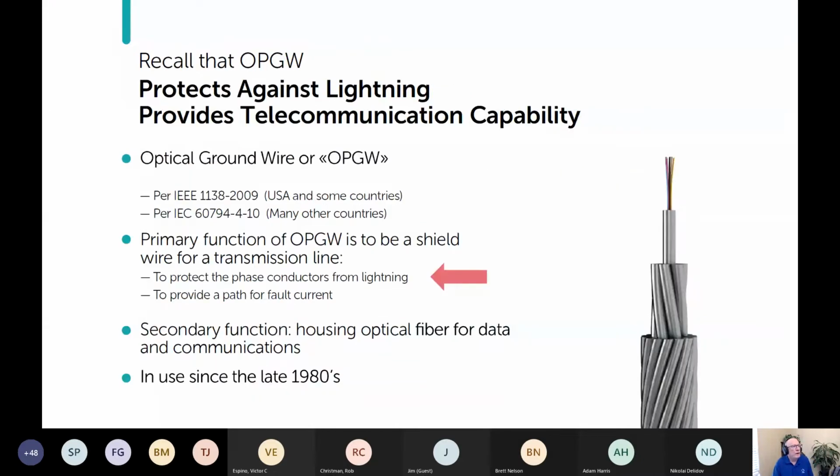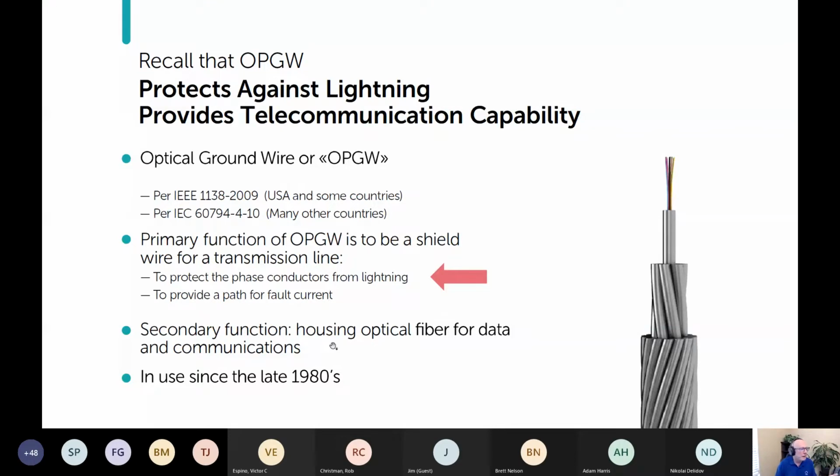Okay, again, more in the kind of reorienting everybody. OPGW, the primary function of OPGW is to replace a conventional shield wire, and that means that it has two primary functions. To protect the phase conductor from lightning is one of them, and hence that's the reason for this webinar. This is one of the most important functions of OPGW. And then the second primary function is to provide a path for fault current. And then the secondary function of OPGW was to add optical fiber for data and communications.